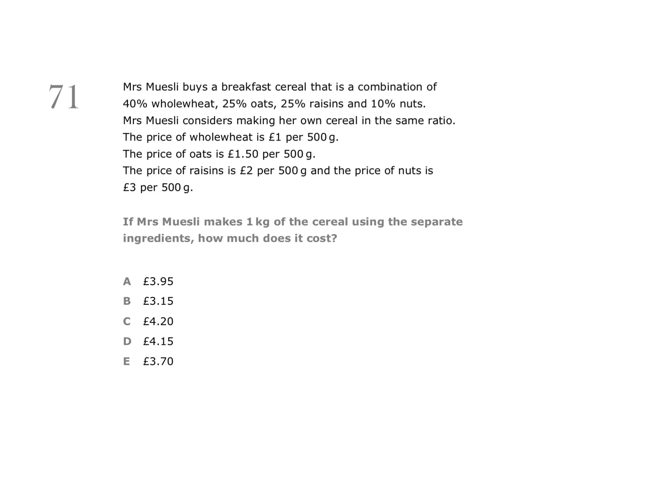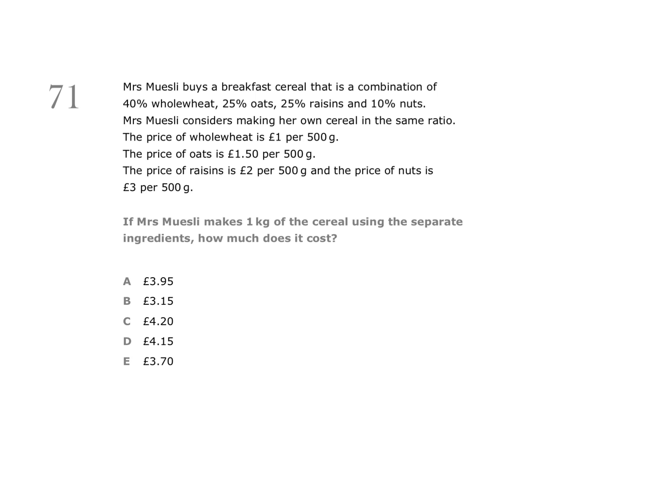71. Mrs. Muesli buys a breakfast cereal that is a combination of 40% whole wheat, 25% oats, 25% raisins and 10% nuts. Mrs. Muesli considers making her own cereal in the same ratio.